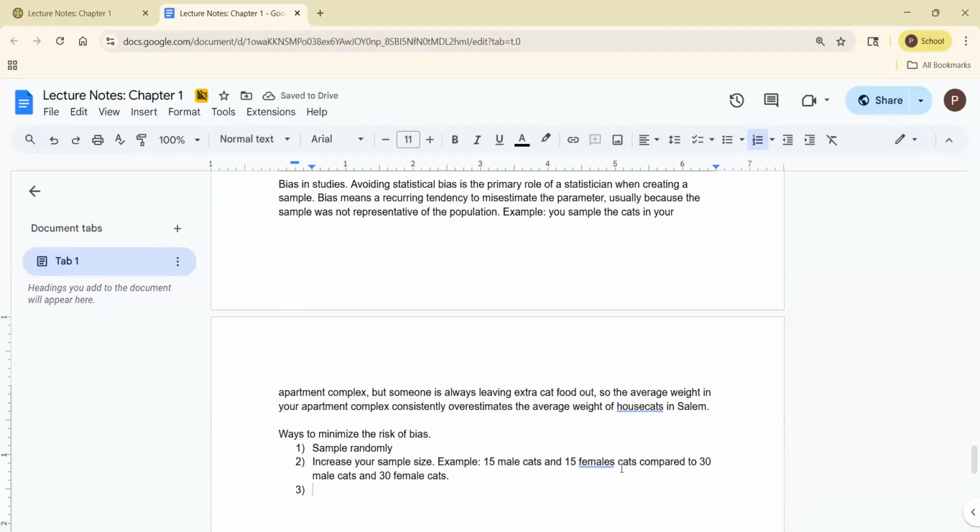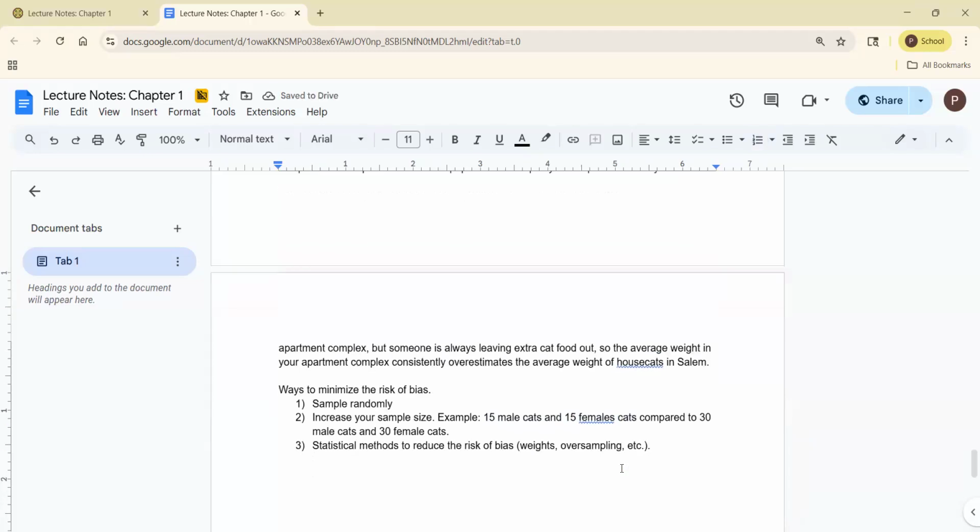Those are generally the biggest ways to minimize the risk of bias. There are some other statistical methods that we won't talk about, like weights, oversampling, etc. Okay. All right. Last topic, and it also comes from sampling.